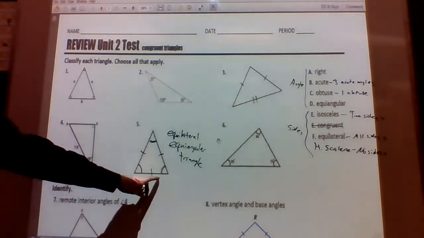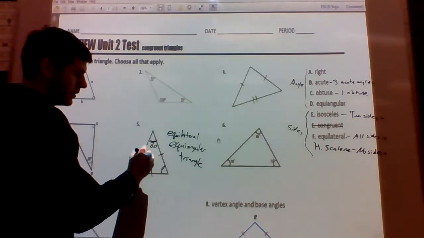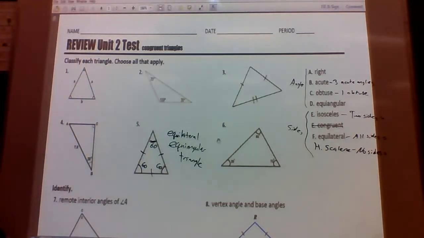If you put acute, that would also be an accurate description of this triangle. Since we have an equiangular triangle and all three angles add up to 180, we know we would have 60, 60, and 60. Right, we've done that several times. An equiangular triangle has angle measures of 60, 60, and 60.